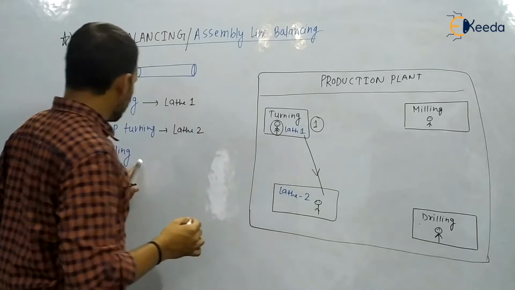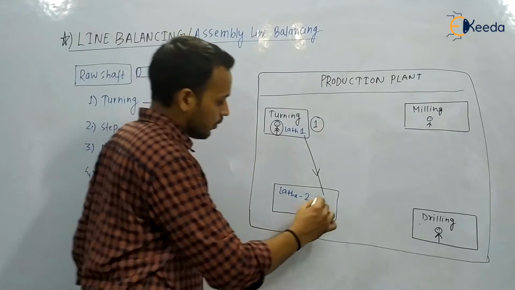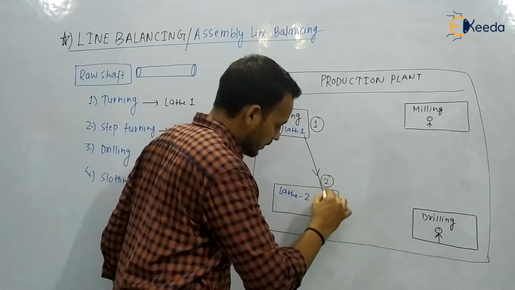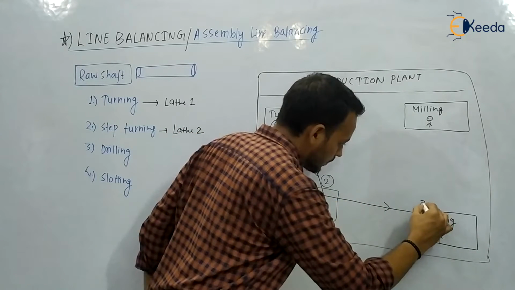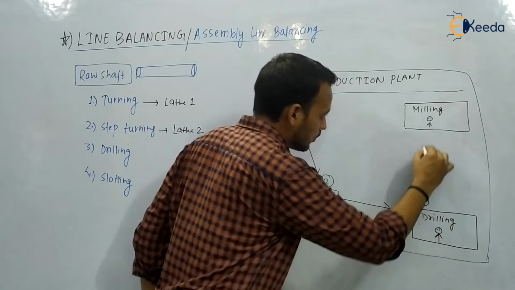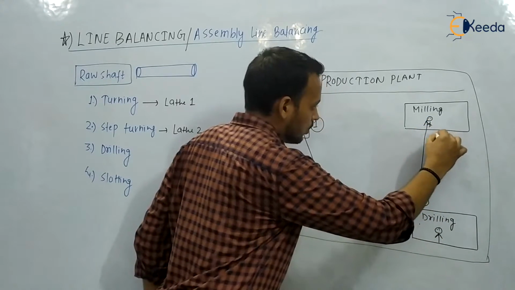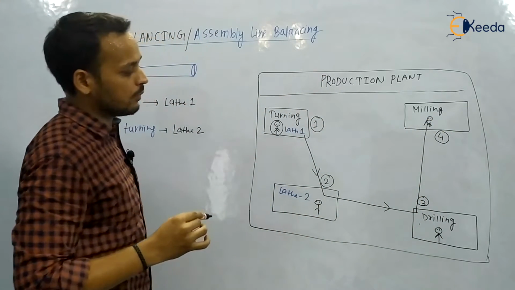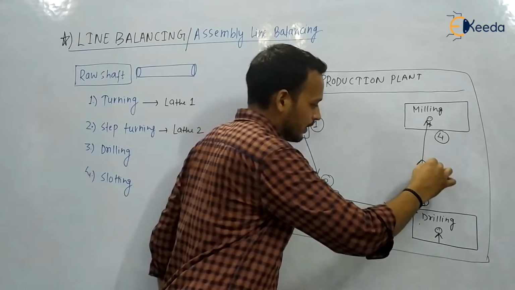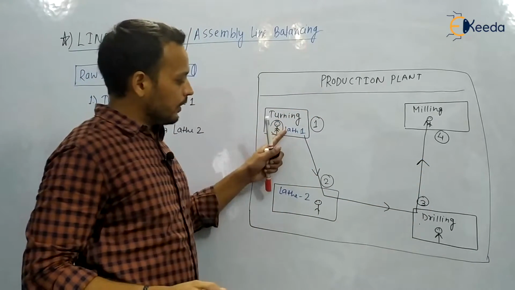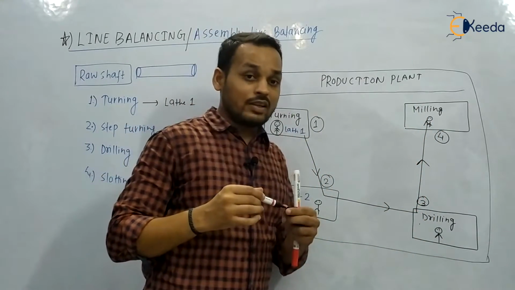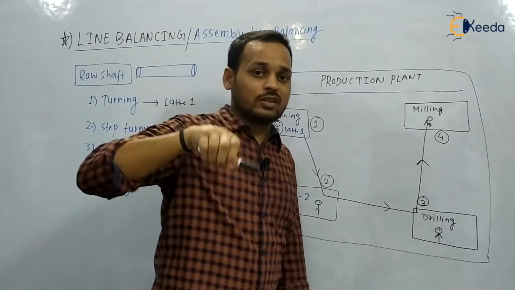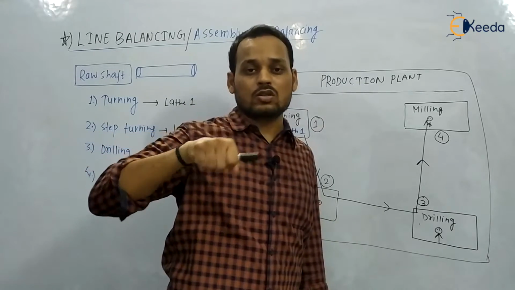Then the third step is performing the drilling operation, which will be our second workplace. From here he has to move to this workplace, our third workplace. And from here he has to move to perform the slotting operation with the help of a milling machine. So you can see that the operator has to move from one place to another, and he has to carry the raw shaft with him.